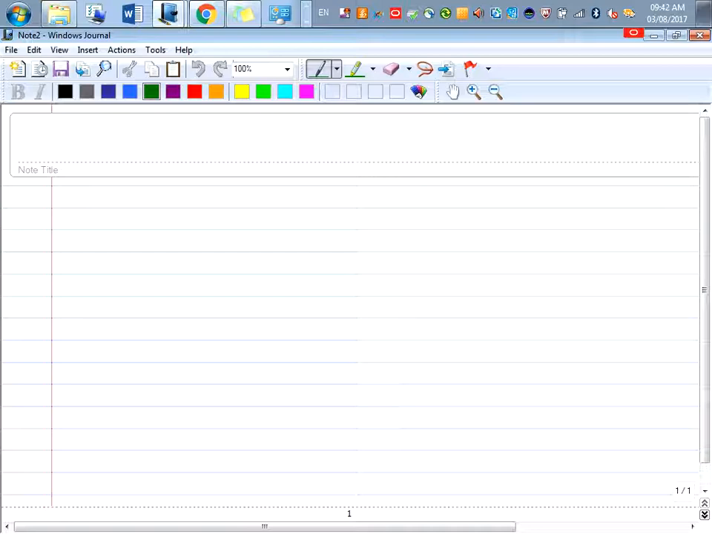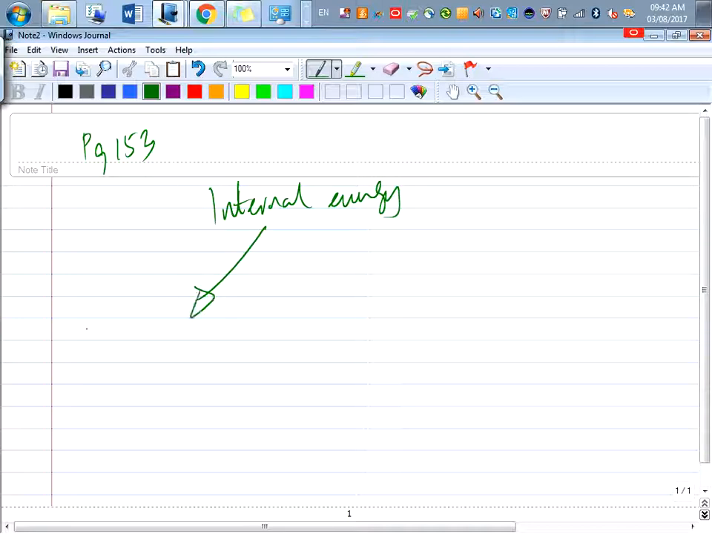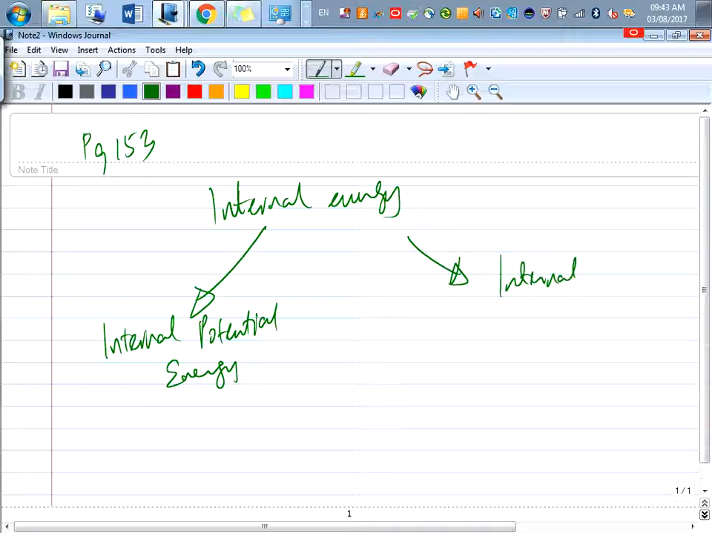In physics, internal energy, we will need to understand that it is made out of two components, okay? So just a quick overview first. This one on page 153. Internal energy. You have your internal potential energy as well as your internal kinetic energy. Okay, we have learned actually these two components also.